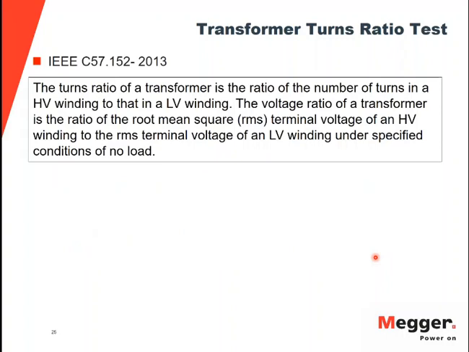Then we have another standard, which is the field testing guide for transformer, IEEE C57.152. It mentions that the definition for turns ratio is still the same, but it also defines what we call voltage ratio. So the voltage ratio of a transformer is the ratio of the RMS voltage of a high voltage winding to the RMS voltage of a low voltage winding.